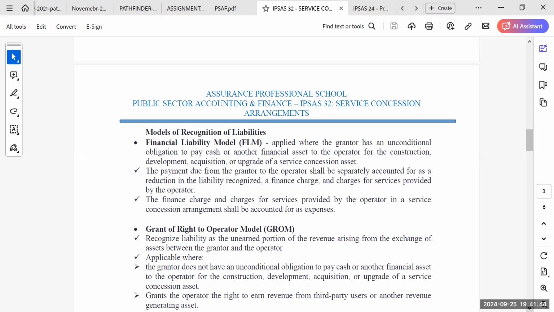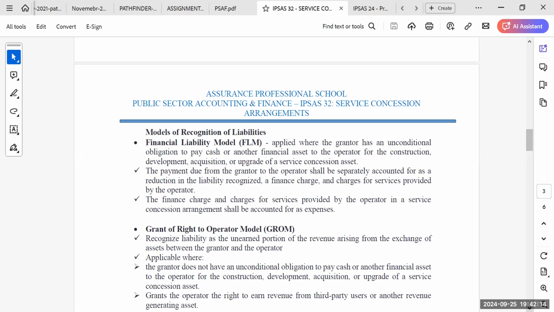So the government have to now what? Reimburse those people with the revenue that would have been earned if that particular space has been utilized. So the government will only recognize the liability relating to the portion of the revenue that has not been recognized during that particular arrangement. That is what we call the grant of right to operator model. Okay, so the government recognize or the operator recognize the liability as the unearned portion of the revenue. What are we saying? That is the example that I've given.